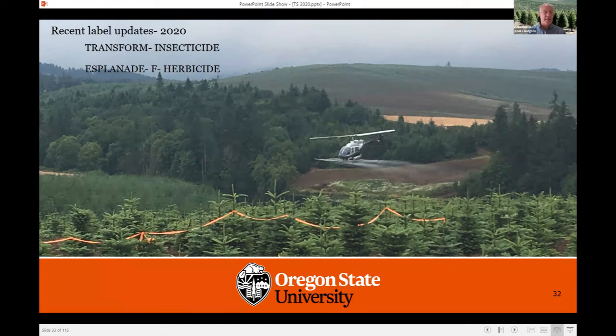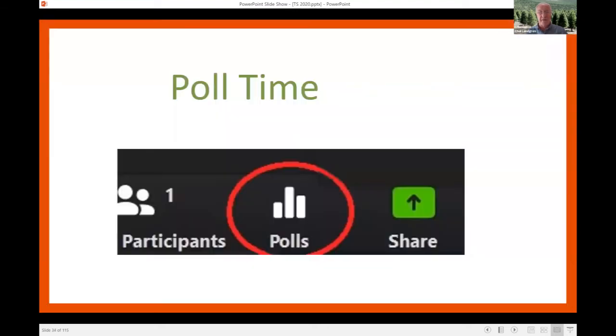Another herbicide that is new. It's not a new herbicide, but Christmas trees were newly added to the label. It's probably too late to do any work with this herbicide this year, but it's something that you might consider for next year's residual or pre-emergent weed control for grass and broadleaf. So keep looking at some of these new labels for both insecticide and herbicide control.